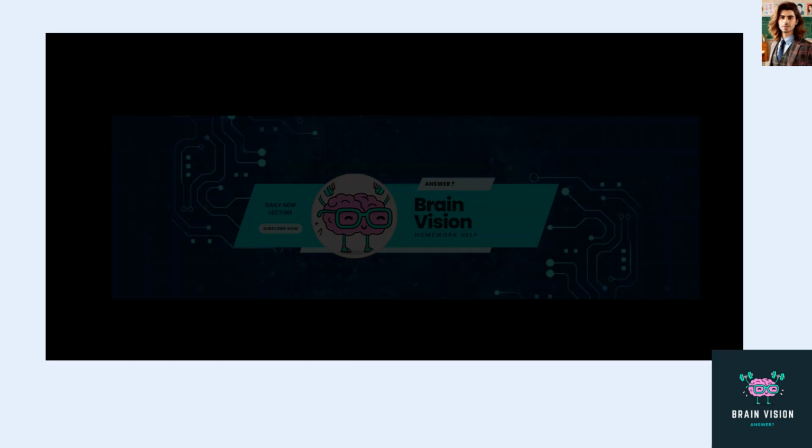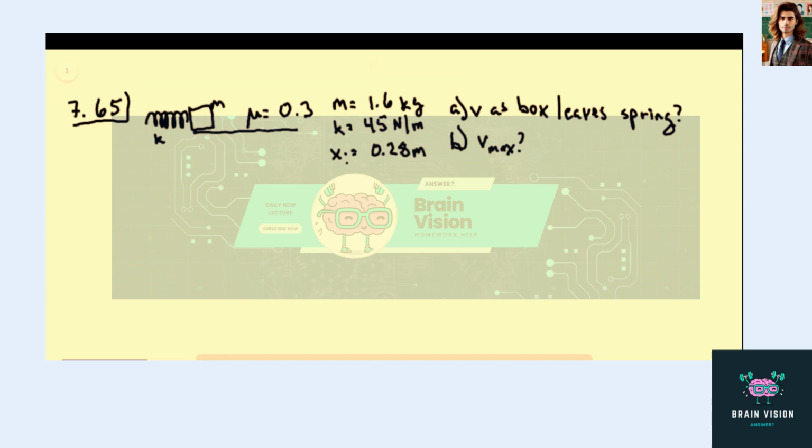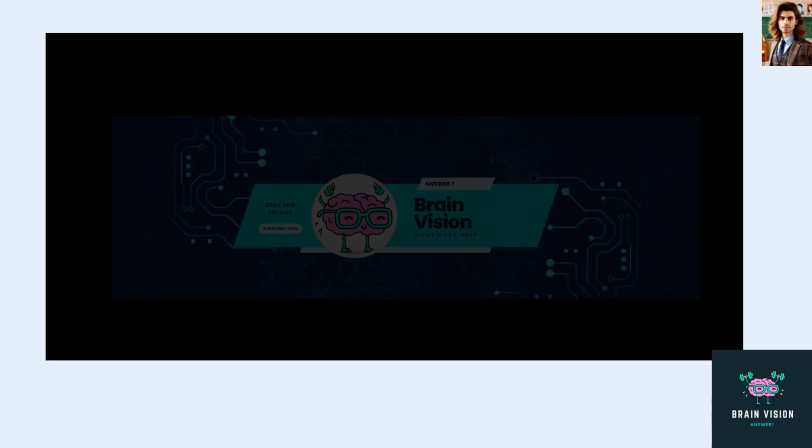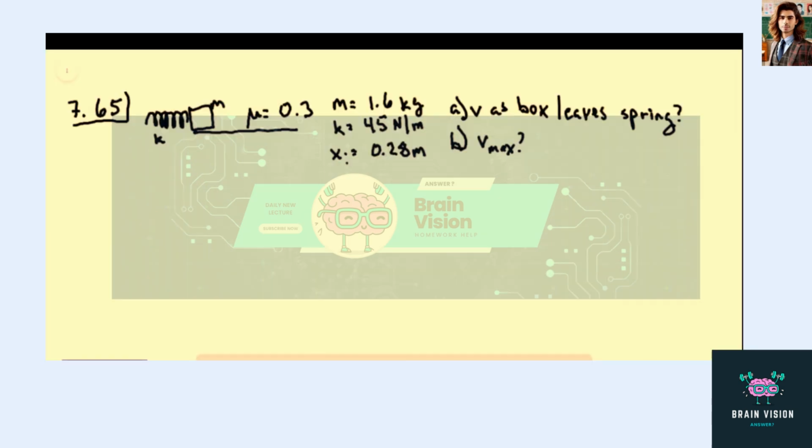We have a package handling system where a box is placed in front of a compressed spring, and the spring is then released and pushes the box on a surface that has a coefficient of friction of 0.3. We're told the initial compression of the spring is 0.28 meters. What we'd like to know is the speed of the box as it leaves the spring, and what is the maximum speed that the box obtains.